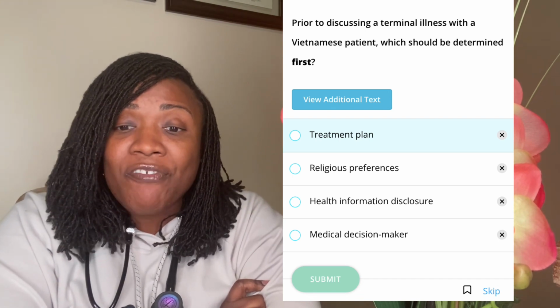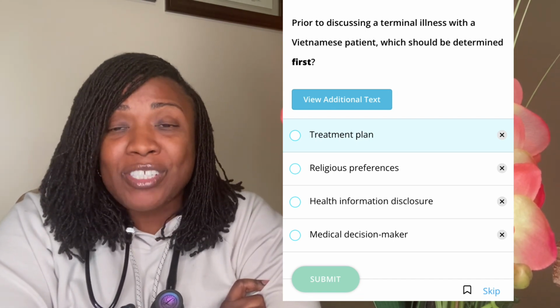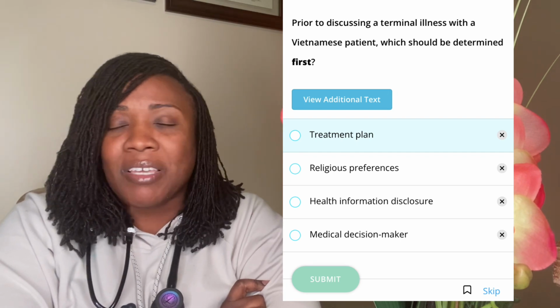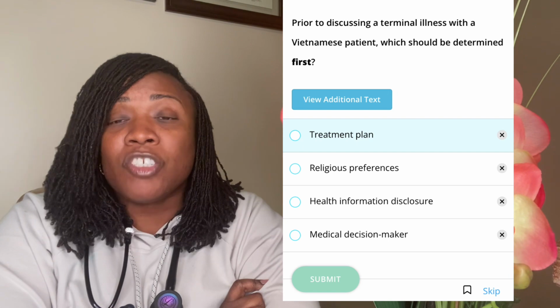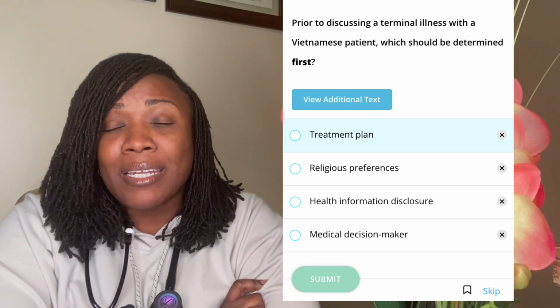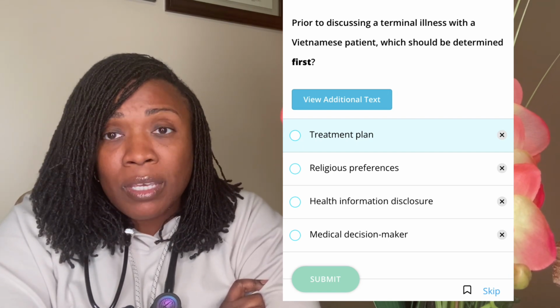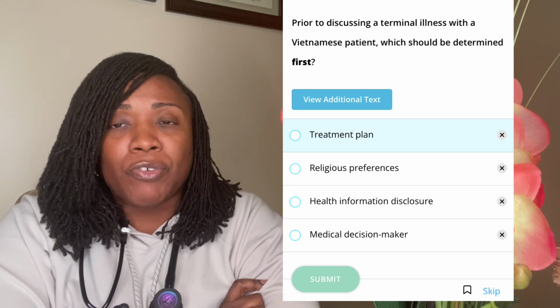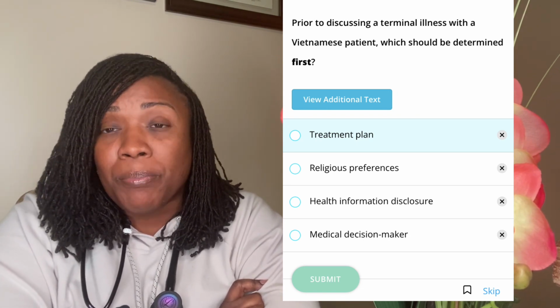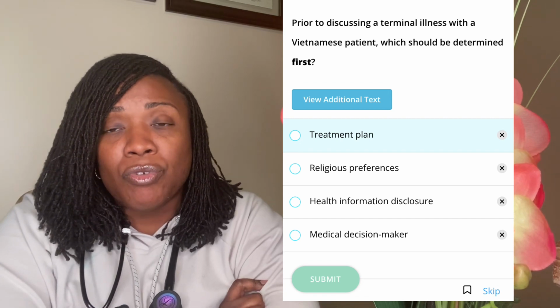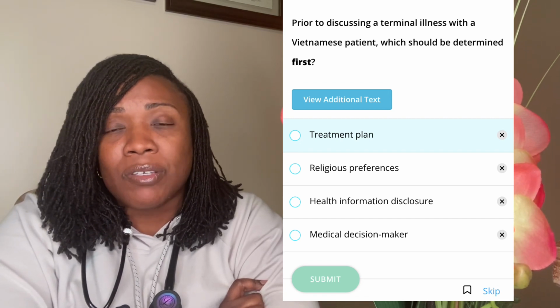So the very first thing you're going to do before even managing the care of that patient is the health information disclosure, because you have to tell me who I can give information to before I can even start your treatment plan. That's one of the most important things to do based off of HIPAA. You have to make sure that you know who can have that patient's information.